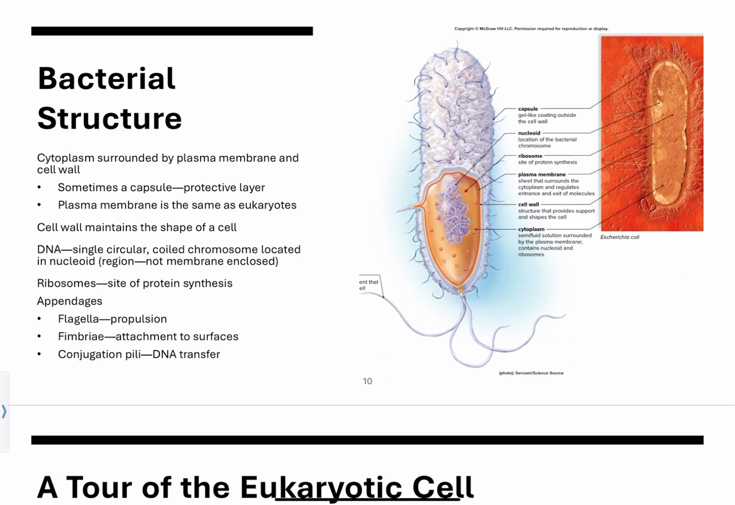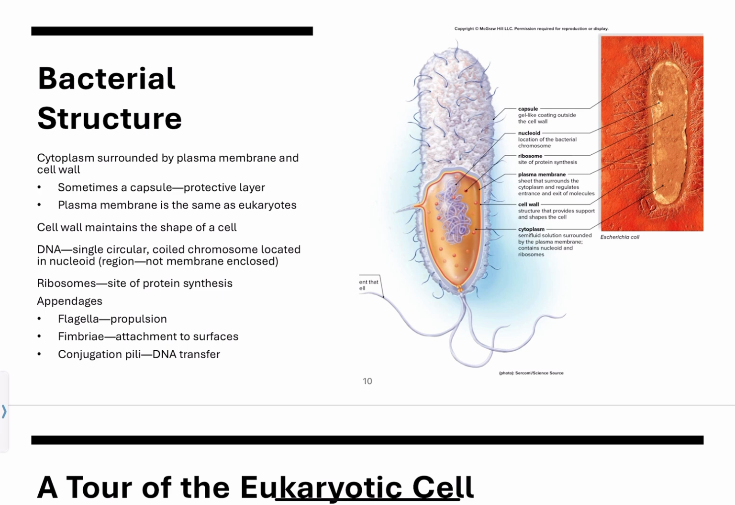So what's inside a typical bacterial cell? Well, it's going to have the cytoplasm. It's going to be surrounded by a plasma membrane and a cell wall, which is going to help it keep its shape. Some bacteria are going to have a capsule. This is just an extra protective layer that helps them stick to surfaces or, unfortunately, hide from our immune system. Also, instead of a nucleus, they're going to have their DNA housed in a region that's called the nucleoid. It's not enclosed in a membrane, it's just a single circular chromosome floating around.